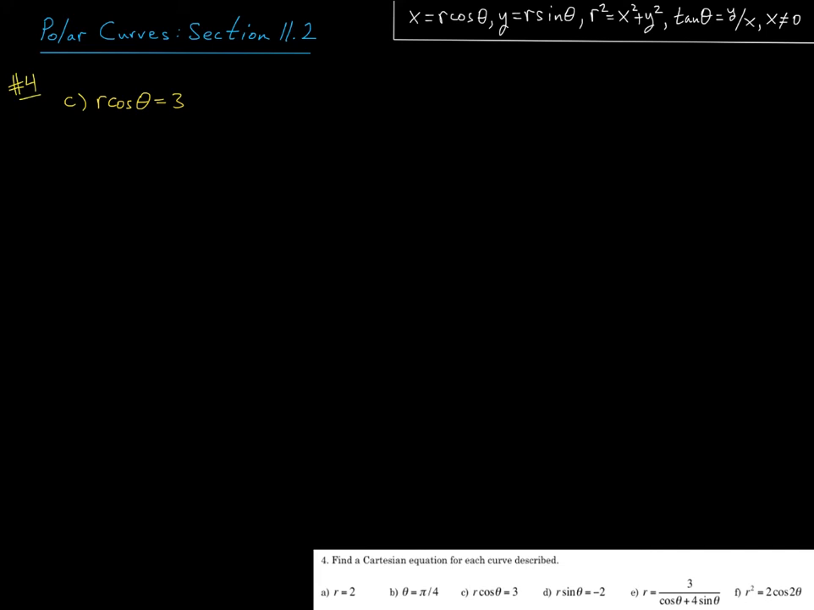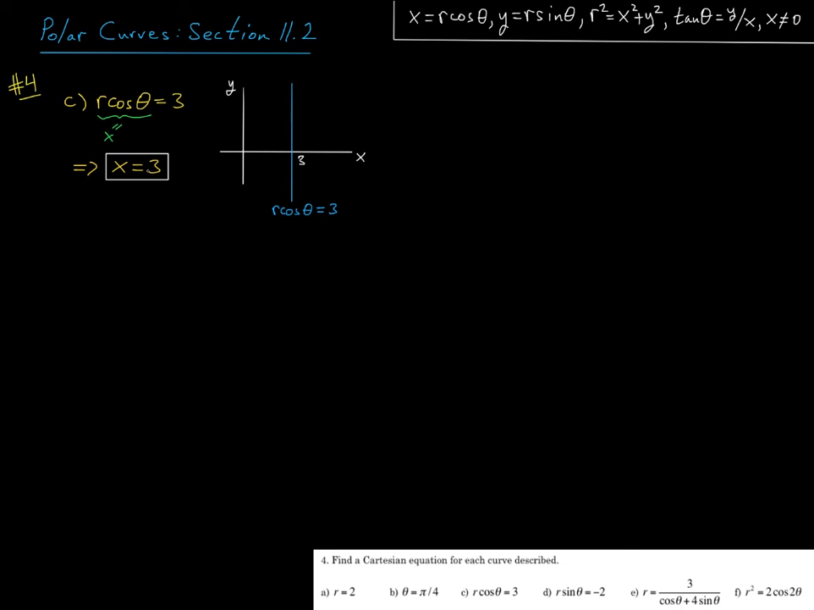So for part C we're looking at the polar equation r times cosine theta is equal to 3. And looking up here and noting that x is equal to r cosine theta, we can then just trade in r cosine theta on the left for x.